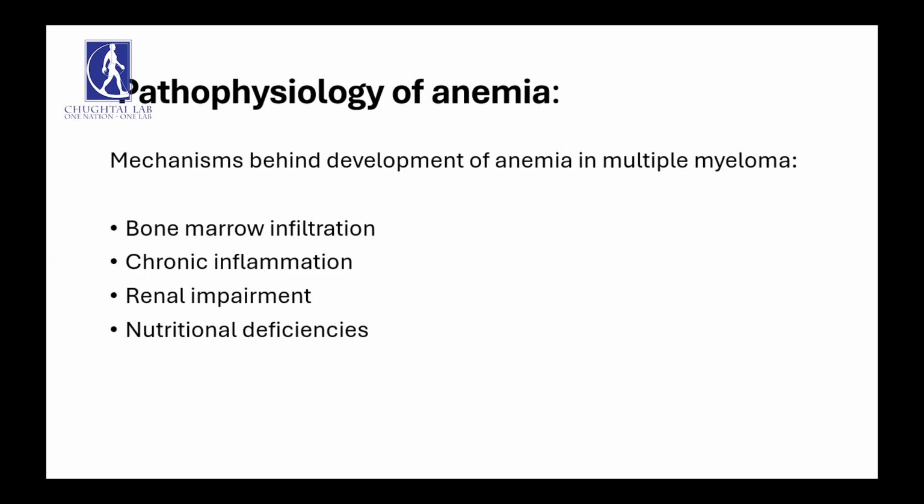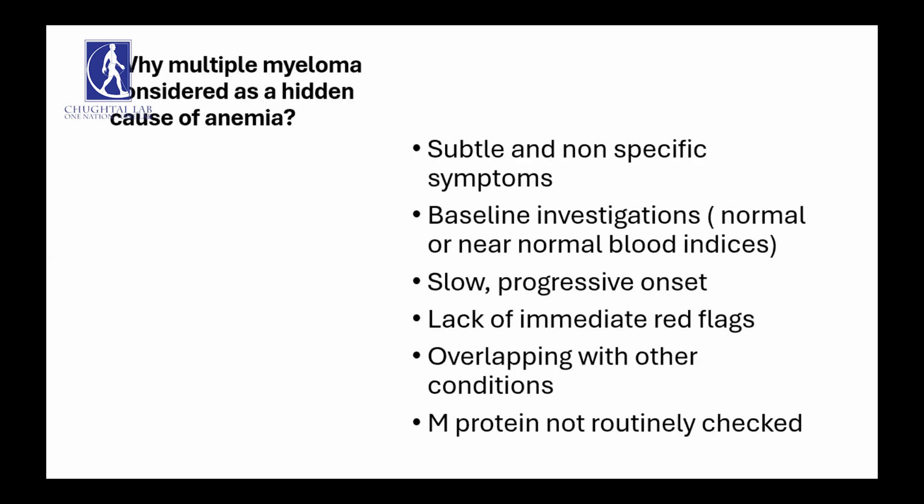as multiple myeloma usually develops in the later decades of life, like in the early 60s, mid 60s, or late 60s. So there could be nutritional deficiencies as well. There could be iron deficiency, B12, or folic acid deficiency. So these nutritional deficiencies can also lead to the development of anemia.